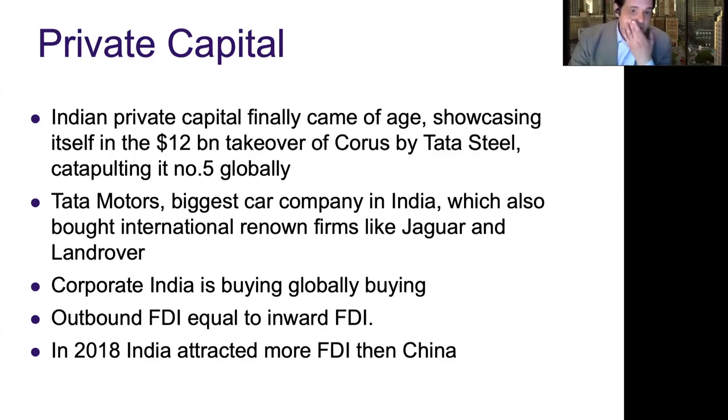So in terms of foreign direct investment, we have outflowing and inflowing foreign direct investment on a more or less equal scale, which again shows that these companies are competitive on a global stage as well. It's not only that there's an influx of foreign capital from other countries, but also that capital is going out as well. Also, a small side note is that in 2018, India attracted more foreign direct investment than China. I'm not sure whether this sounds like a very strong statement, whether it says as much.